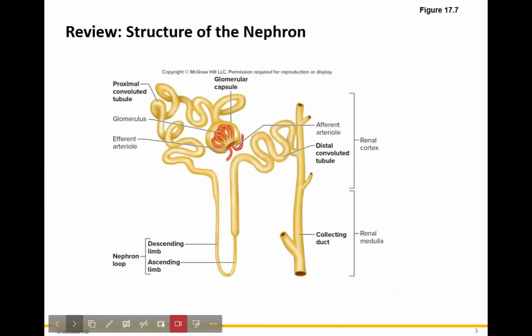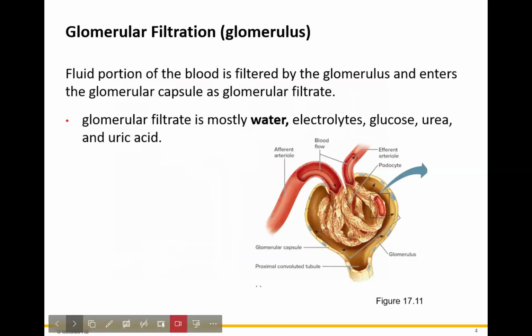Okay, so in your Blackboard learning module, you went over the structure of the nephron. So in this presentation, we're going to cover some of the functions. So urine formation consists of three main processes.